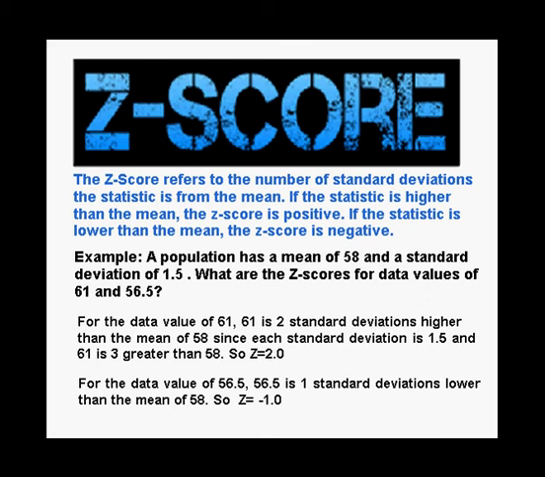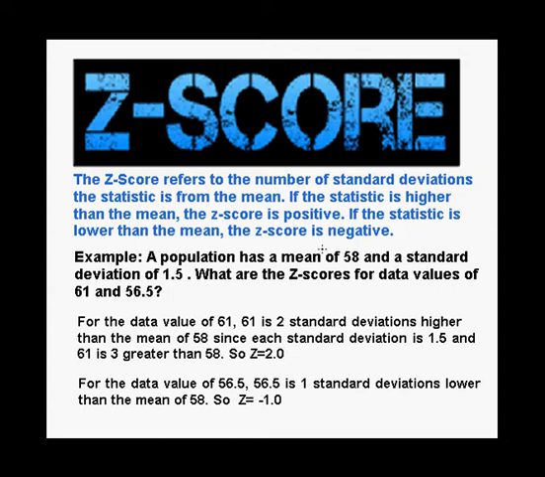In this video, we're going to look at what the z-score is, how to calculate it, and how it's used in statistics. The z-score refers to the number of standard deviations that the statistic is from the mean. If the statistic is higher than the mean, the z-score will be positive, and if it's lower than the mean, the z-score is negative.